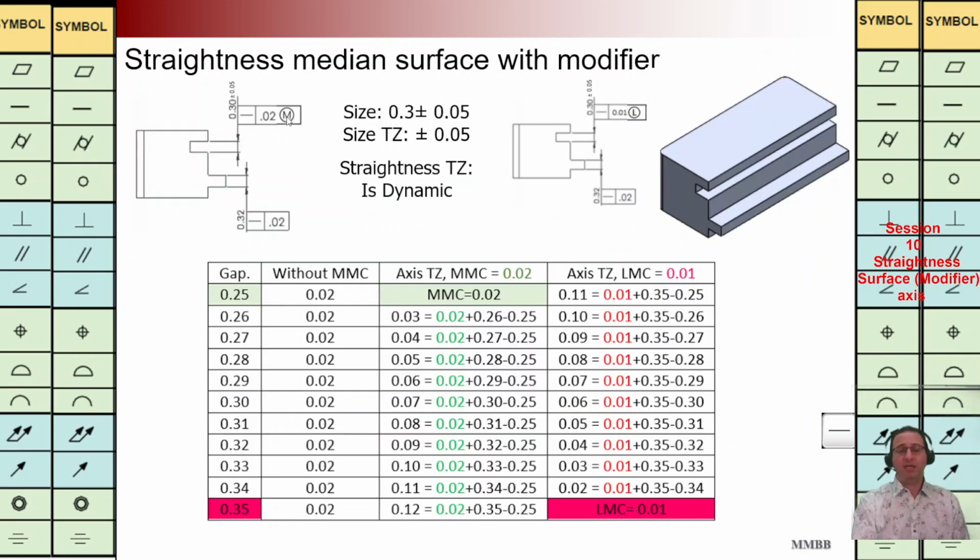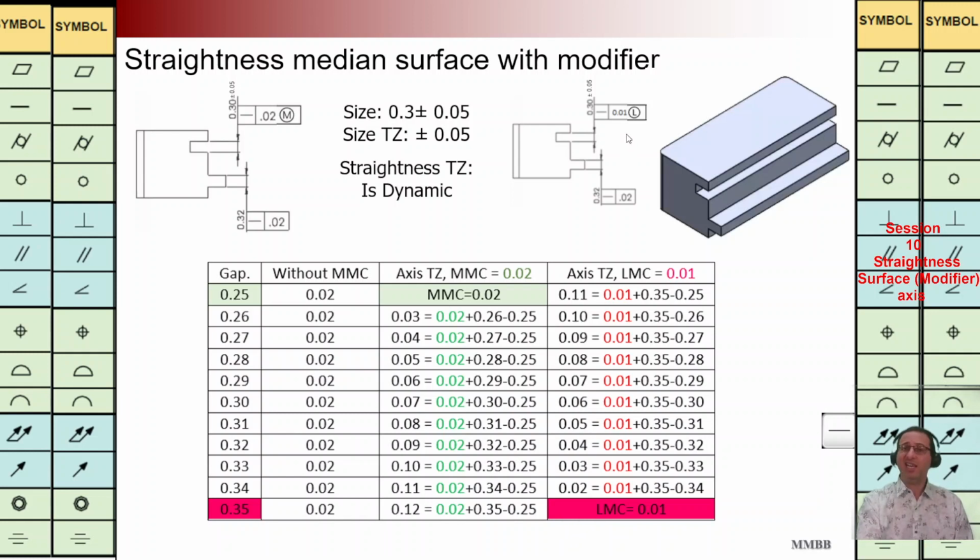Here we have added the modifier MMC. It means we should have the smallest value of the gap to have the MMC. For MMC, we have this tolerance zone. For other values of the gap, we are going to calculate the tolerance zone for that, as we can see in the green color.